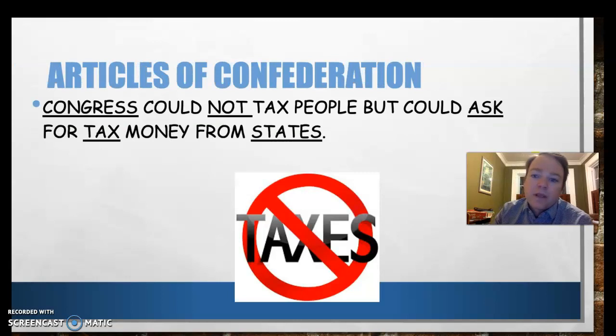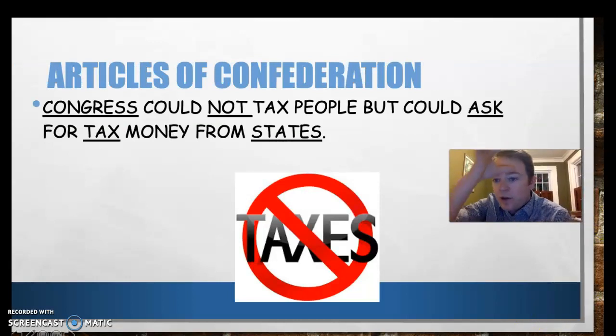And again, they wanted to make sure that the state governments are strong and the national government is weak. Well, I stopped myself in the last example from coming up with a bill that would be a tax, because Congress could not tax the people directly.